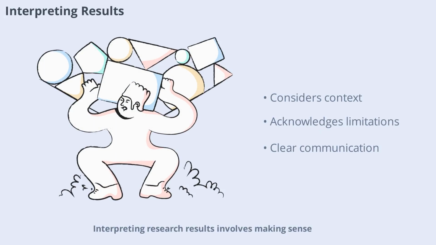Interpreting research results involves making sense of the data and understanding its implications. In educational psychology, researchers consider the context, limitations, and possible alternative explanations for their findings. Clear interpretation helps educators and policymakers apply research to real-world situations. Researchers must also communicate their results in a way that is accessible and meaningful to diverse audiences.